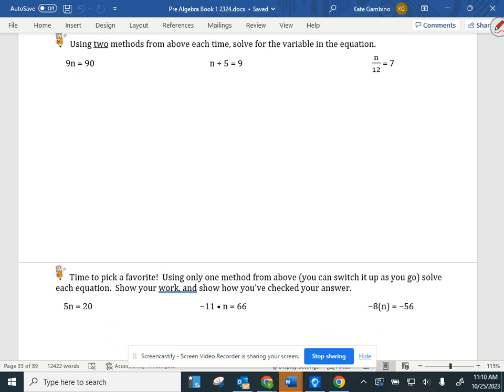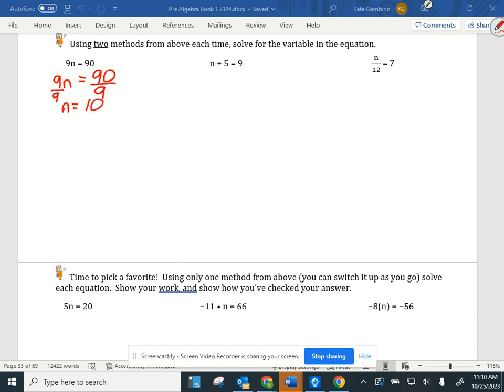Emerson. Opposite operations. So tell me how I would do that with opposite operations. You divide the 9 by 9, and then the 90 by 9. So I divide 9 by 9, I get 1. So I'm left just with n. 90 divided by 9 is what? N.